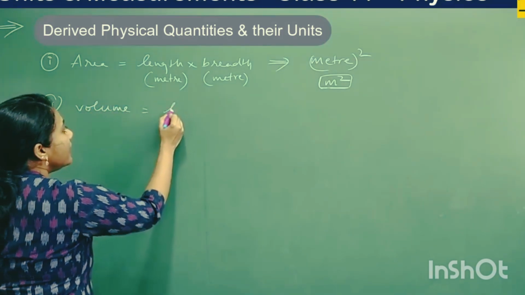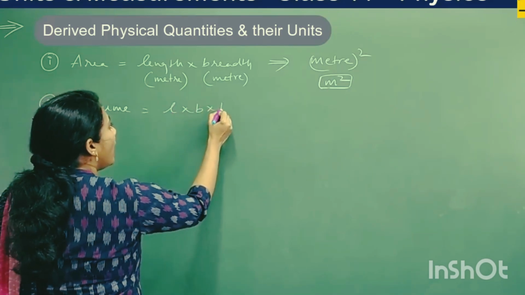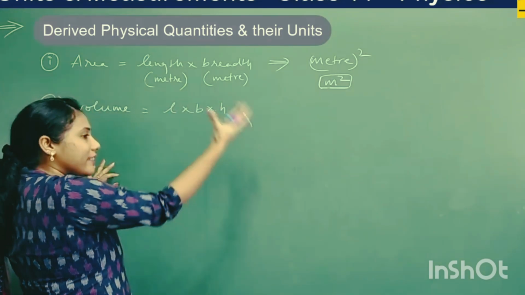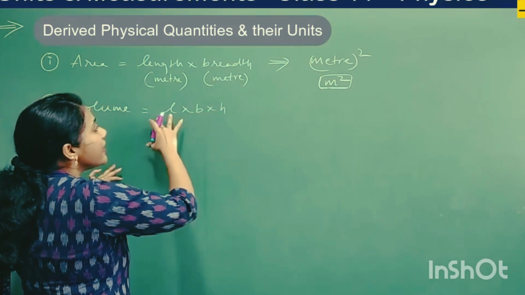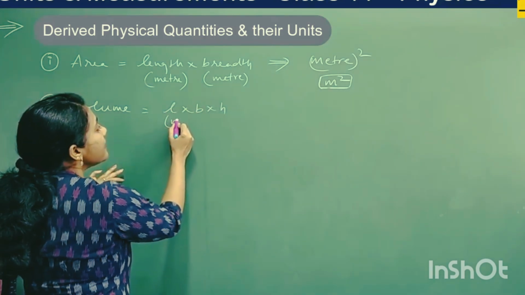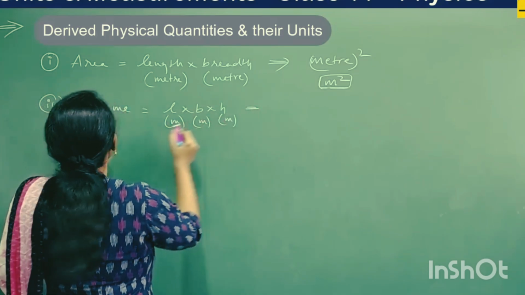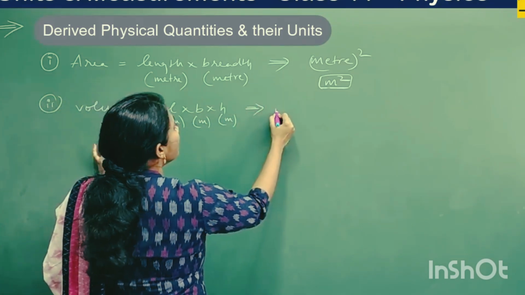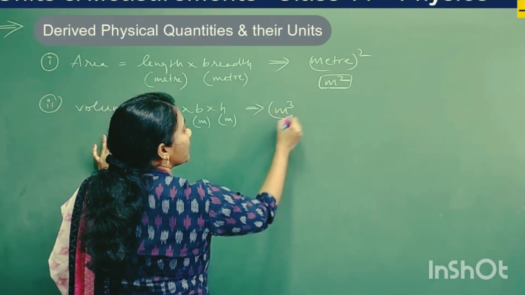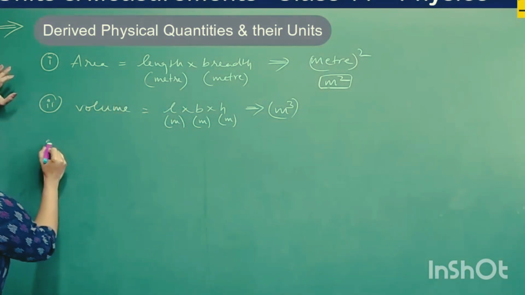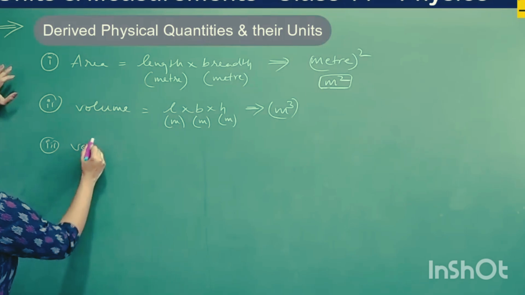Volume is length into breadth into height. All are distances. Length is a distance, breadth is a distance, height is a distance. Say for all three, the unit is meter only. Meter, meter, meter. So what is the unit for volume? It is meter cube, right? Meter cube.